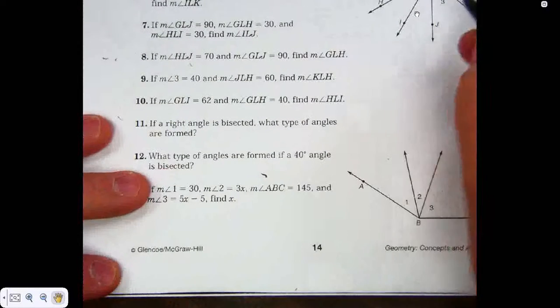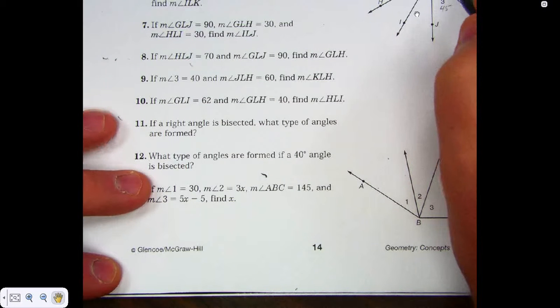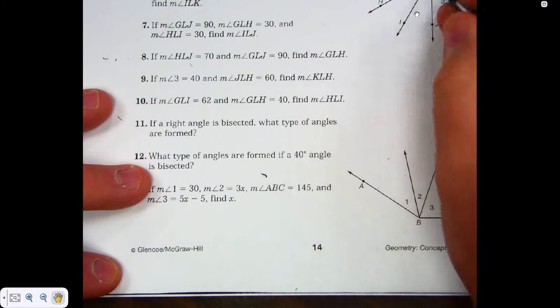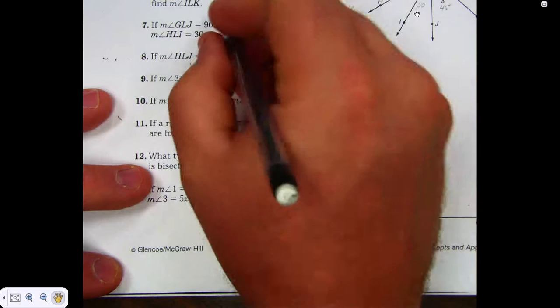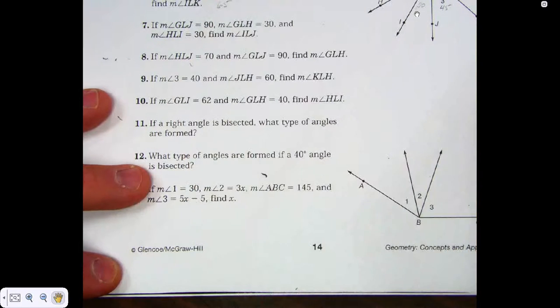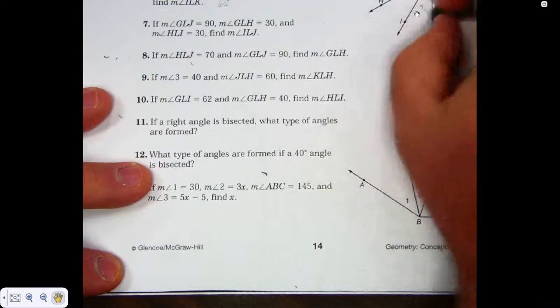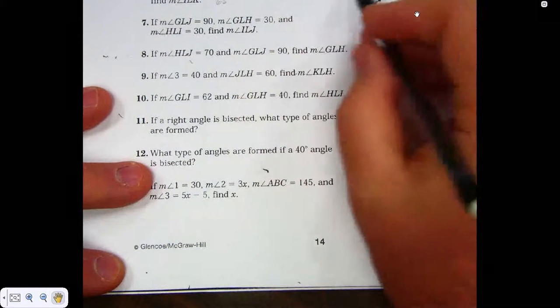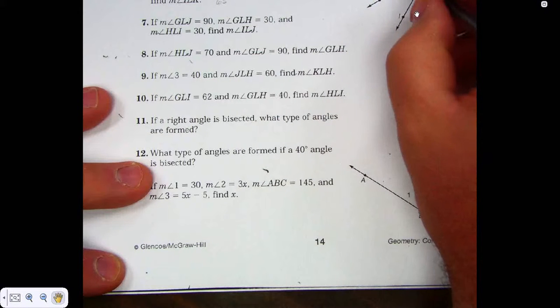Let's keep going. Measure of angle 3, 45. Measure of angle JLI is 20. ILK. What is it? 55. Everybody okay there? They want to know the whole thing? Measure of angle GLJ. Oh, here we go. I knew we'd get to something a little bit different.